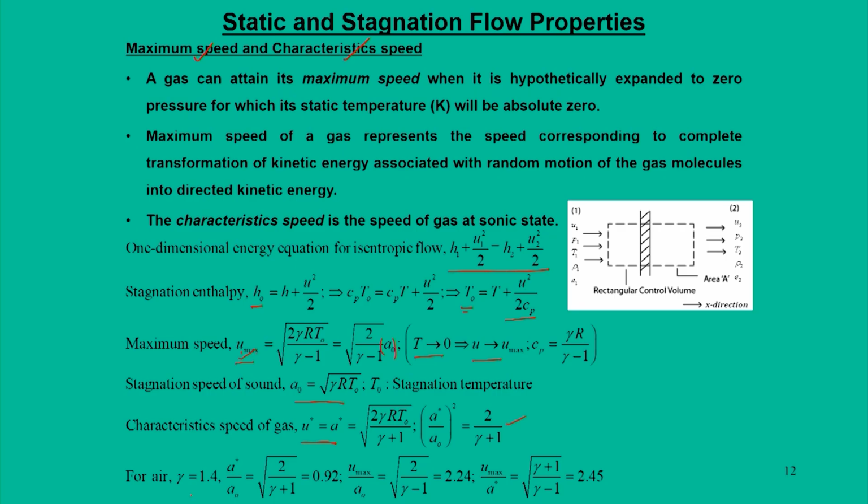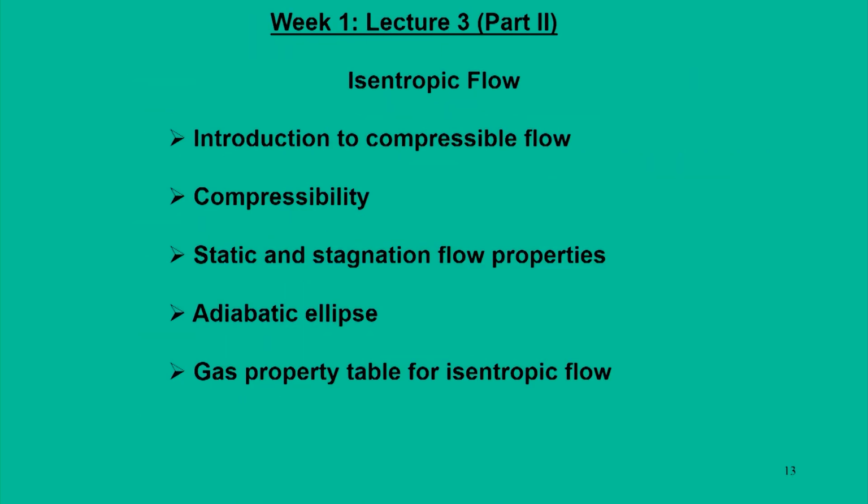For gamma equal to 1.4, we have done so many derivations, and ultimately what we are trying to find out is the value of a star by a naught. For gamma equal to 1.4, a star by a naught is equal to 0.92, u max by a naught is equal to 2.24, and u max by a star is 2.45. So, essentially these numbers are nothing but the limiting case, or the most ultimate case, that we are going to achieve in a compressible flow domain.